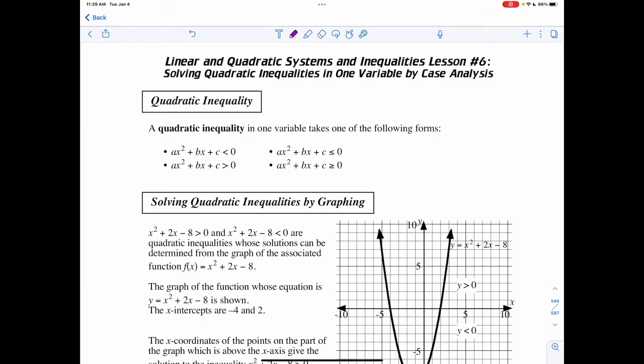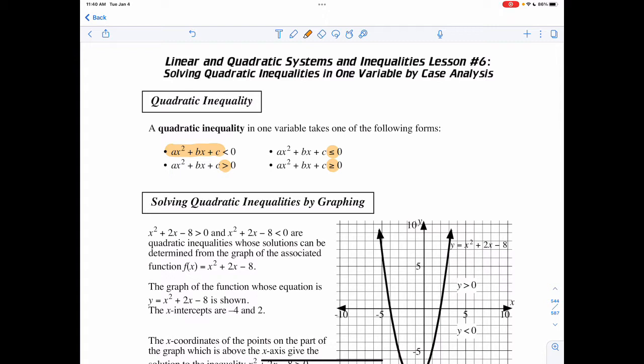For this lesson, we're going to take a look at solving quadratic inequalities in one variable. When we're talking about a quadratic inequality, then we know that it's going to be a quadratic, like in the form of ax squared plus bx plus c. And it's going to be an inequality, so instead of saying is equal to 0, I'm going to say is less than 0, is less than or equal to 0, is greater than 0, or is greater than or equal to 0.